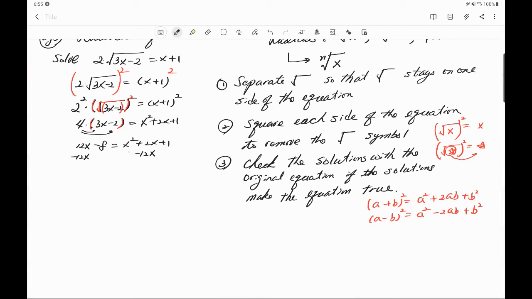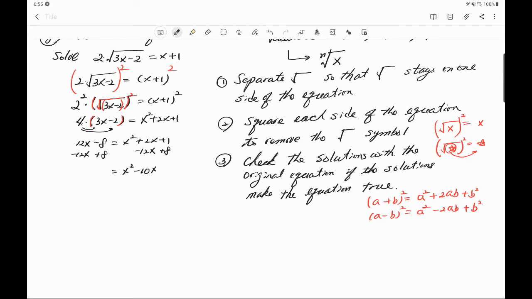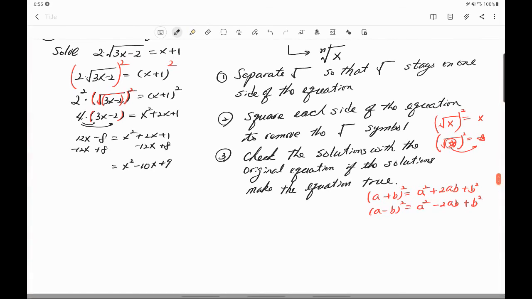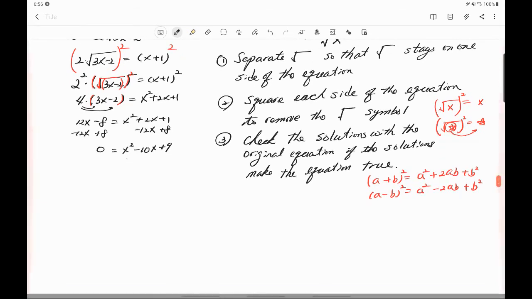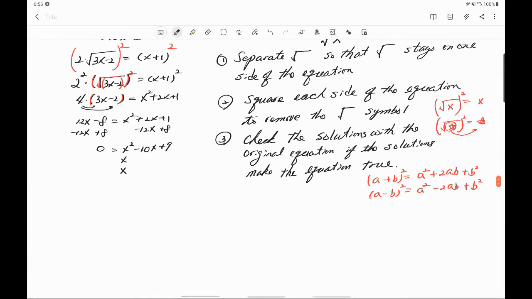Okay. So this will be x squared, and that is minus 10x, and then plus 8 each side. So it will be plus 9, right? Equals 0. So from this, let's factor it. So x times x is x squared. And then 9 is 1 times 9, and put both negative. So negative 1 times negative 9 is 9, right?